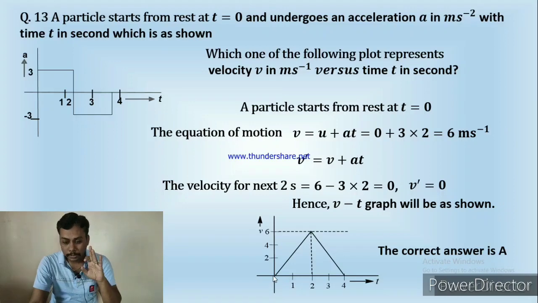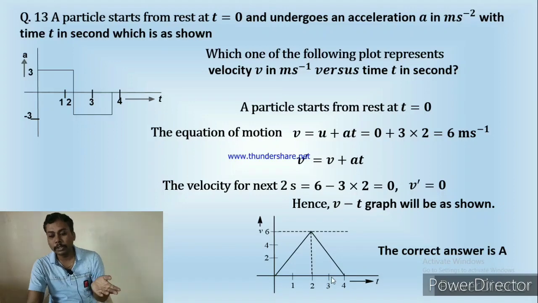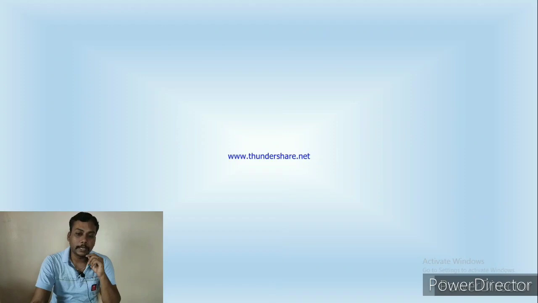Why A is here? See here, initial velocity is 0, so this is the origin, starting from 0. Maximum velocity is 6, so this is up to 6. Then in the next 2 seconds, what happened? Velocity decreases from 6 again to 0. So option A is correct here.